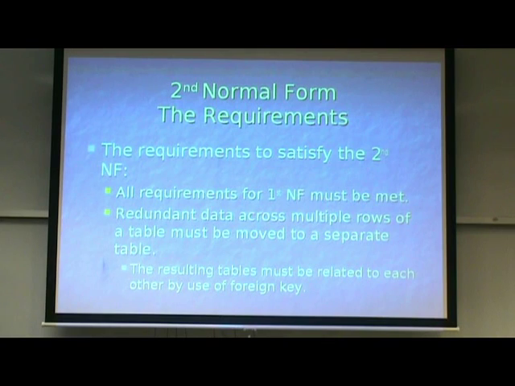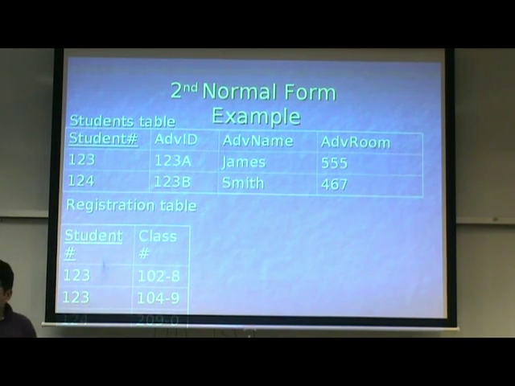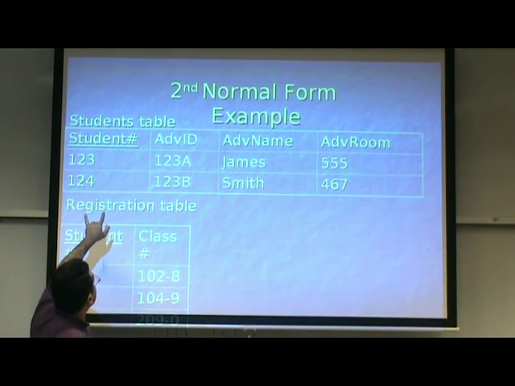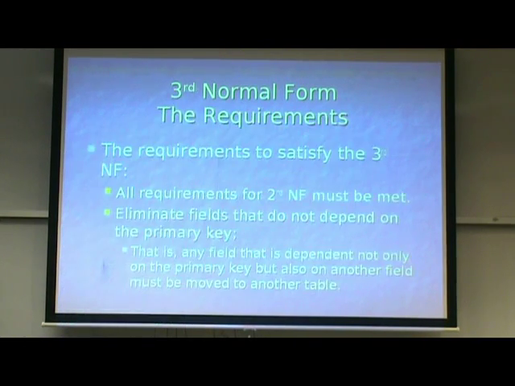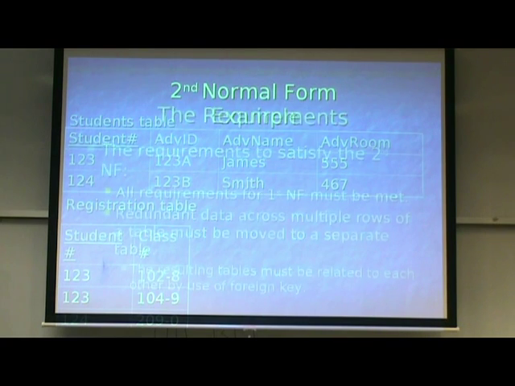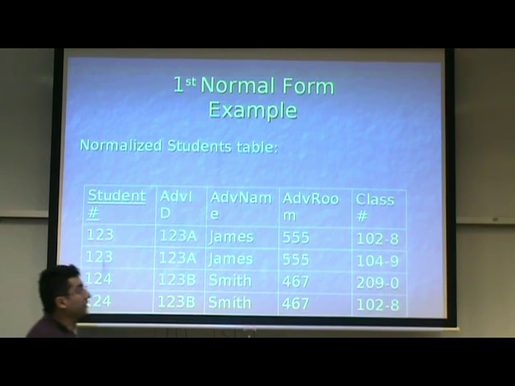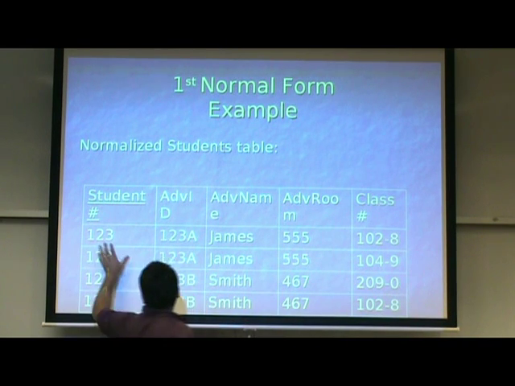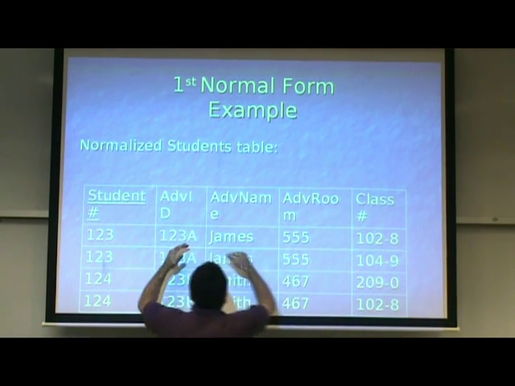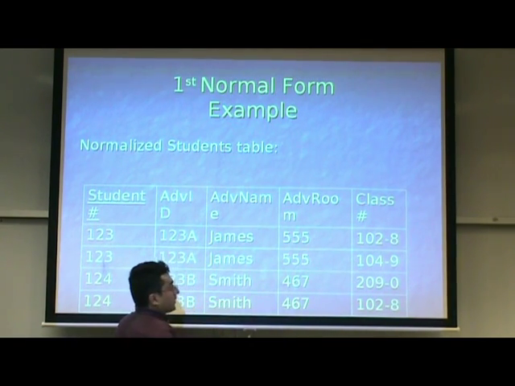And for the second normal form, we have to remove the redundancy between two fields. So what we are doing is basically removing, in the student table, this class number. Each student has several class numbers, okay? So in order to remove this redundancy, for each student, the name of the advisor is repeated, okay?